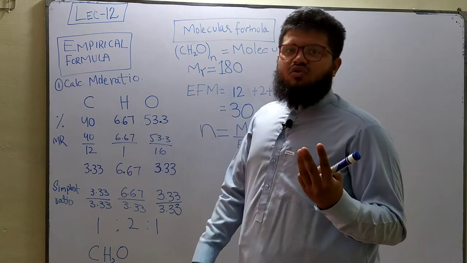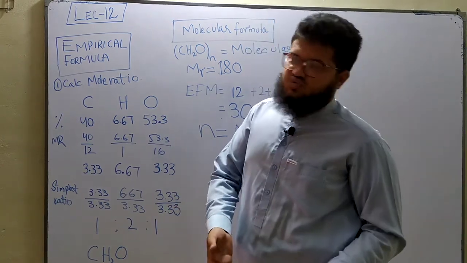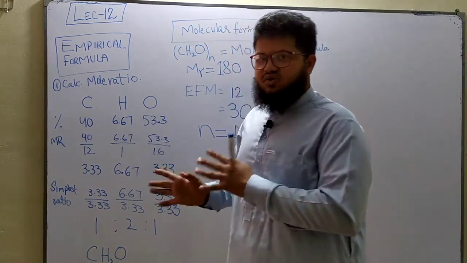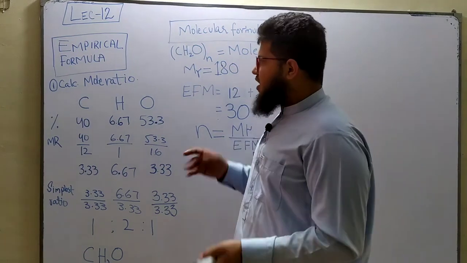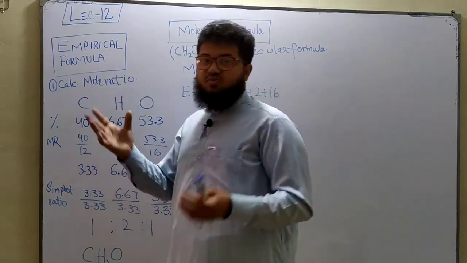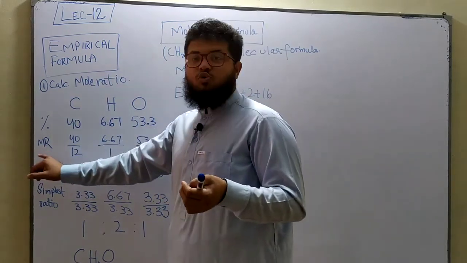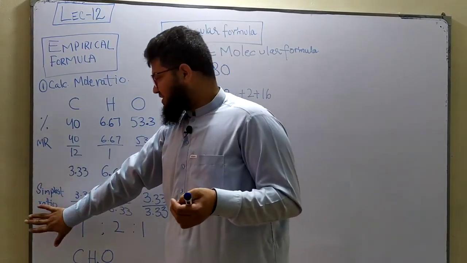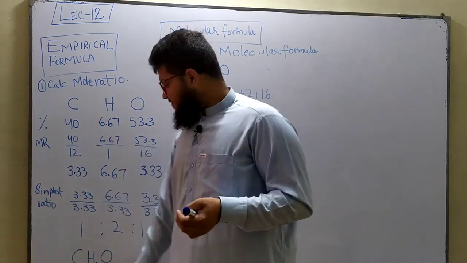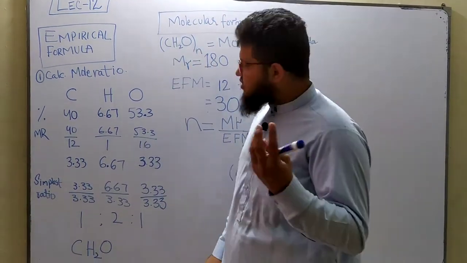Now the three steps that you have been following in O levels as well, and now here as well, this is just a revision of that O level stuff. Now how do you calculate the empirical formula? So there are basically three simple steps. First one is calculating the mole ratio, the second is calculating the simplest ratio, and then finally getting your empirical formula. Okay, the three steps.